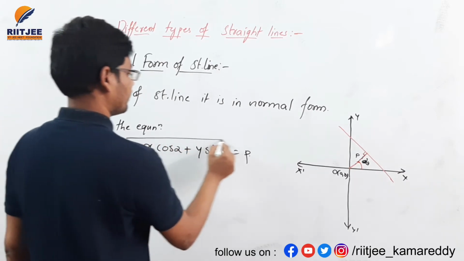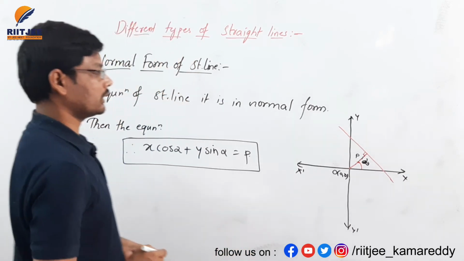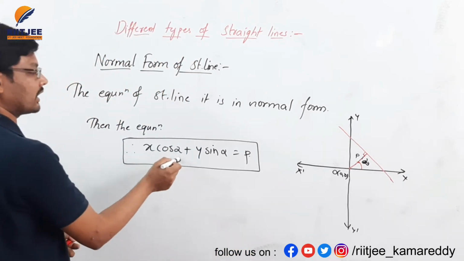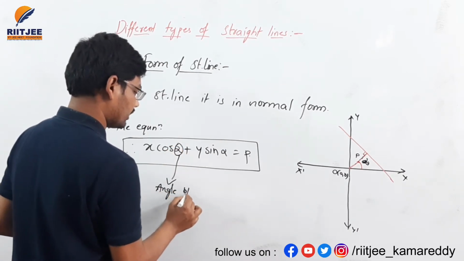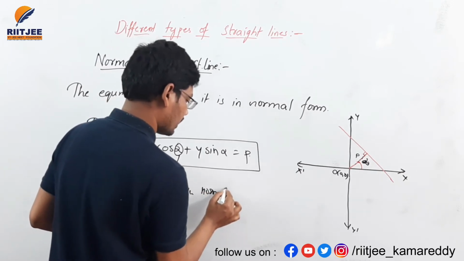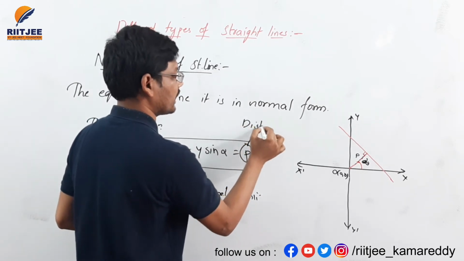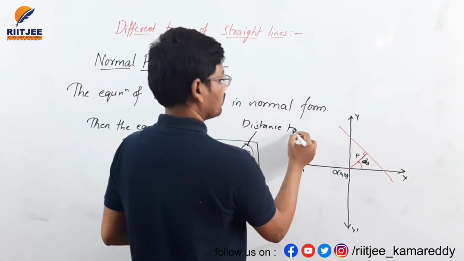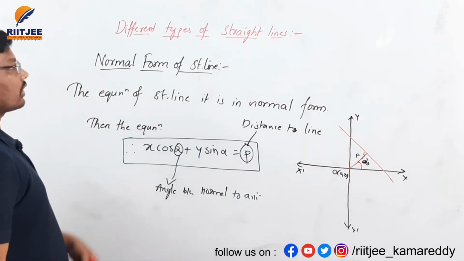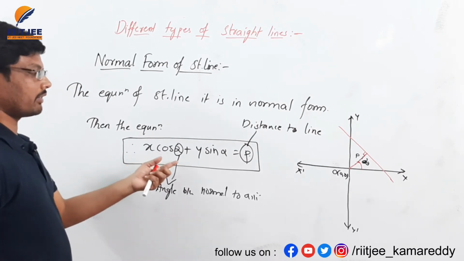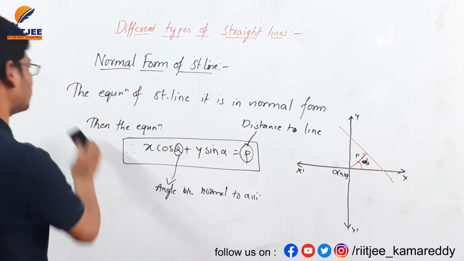This is the equation of a line intersecting the two coordinate axes, where alpha is the angle between the normal and the axis, and p is the distance to the line. This is all about the normal form of a straight line: x cos alpha plus y sin alpha is equal to p.